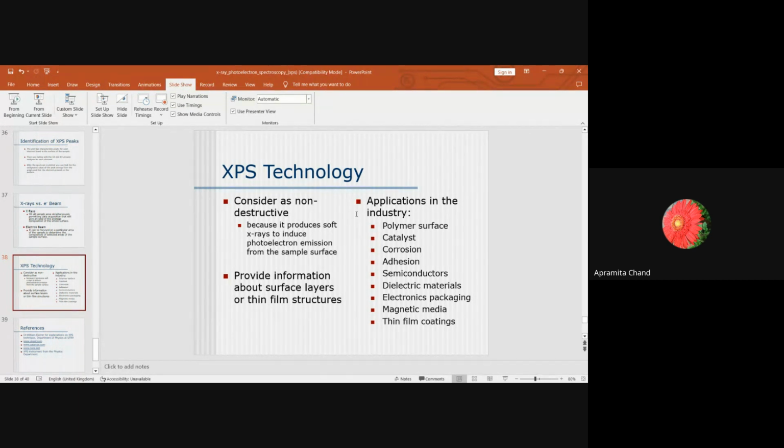What kinds of applications does it have? It has great applications in studying the surfaces of polymers, in catalysts, in corrosion and adhesion, because the surface properties can tell a lot about what kind of surface it is and what can be done to protect such surfaces or enhance their properties. XPS technology is also used in dielectric materials, semiconductors, electronics packaging, magnetic media, and thin film coatings.